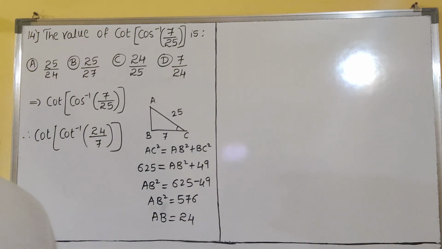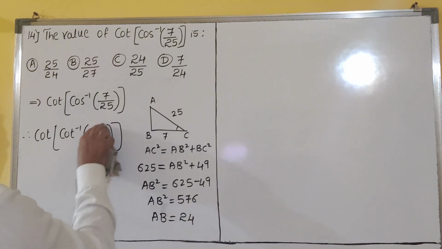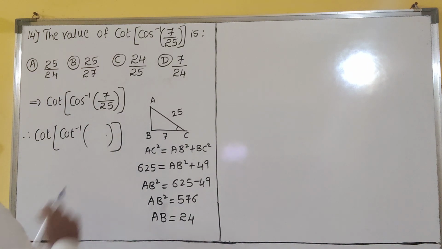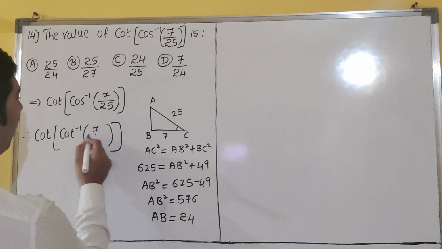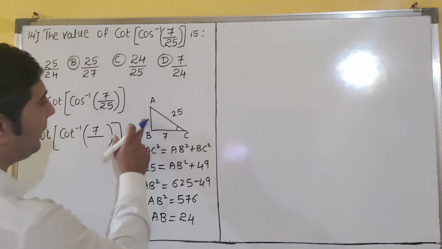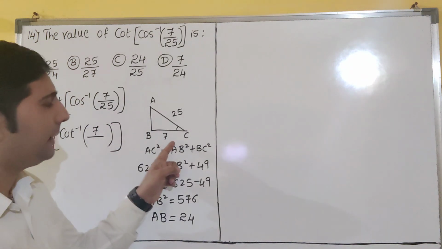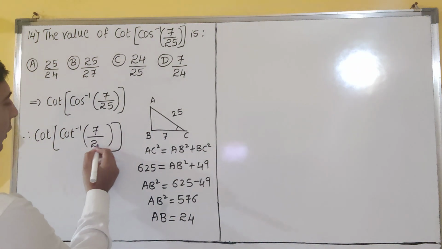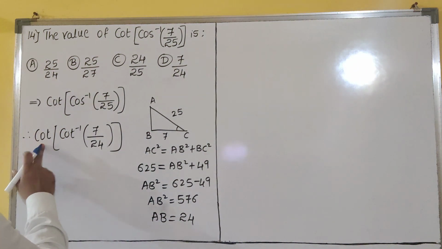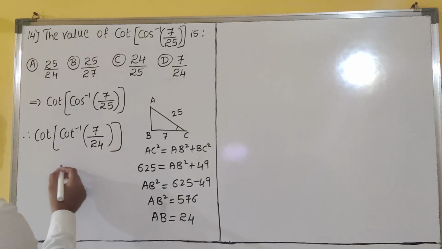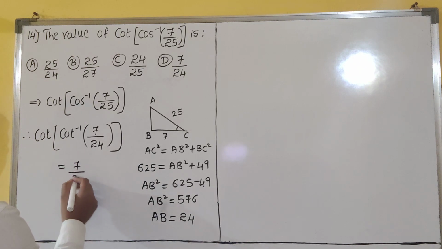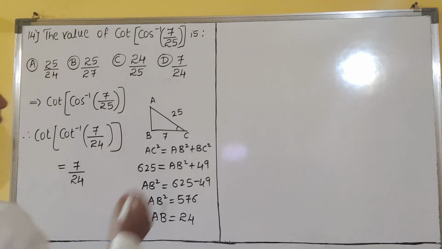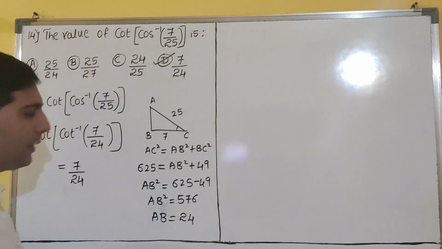Oh sorry, we are writing it upside down here. So adjacent is 7 only. Adjacent is 7, whole divided by opposite, is how much? This is opposite. Adjacent is 7, opposite is how much? That is 24. So we can match the answer. Cot of cot inverse 7 by 24 is 7 by 24, dear students. So that will match with option D, dear students.